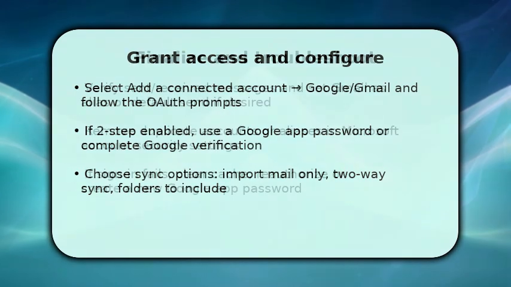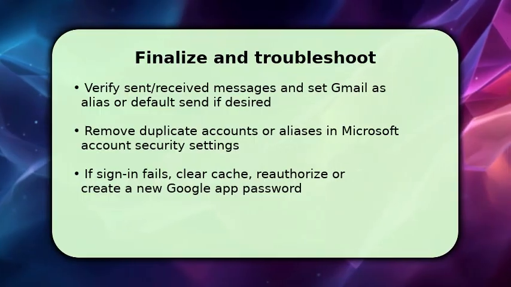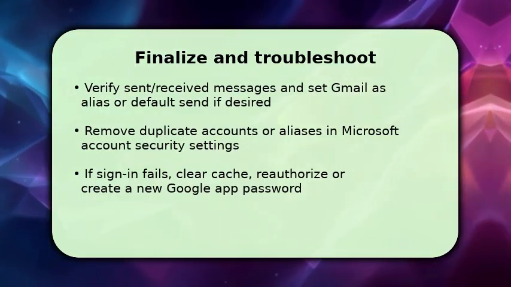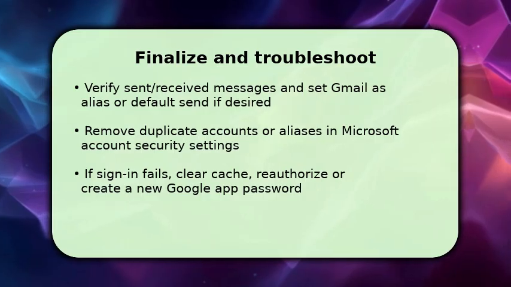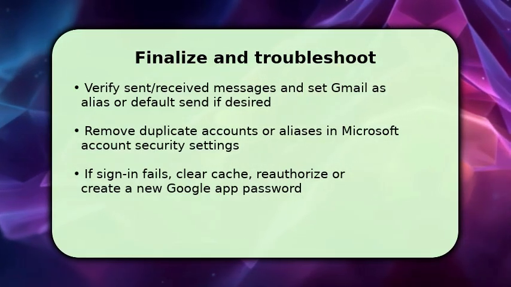Finish by sending a test message from Outlook as your Gmail address and confirm incoming mail arrives. Once verified, set Gmail as a sending alias or default if you prefer. Make sure to tidy up duplicates in your Microsoft account aliases so notifications route correctly.